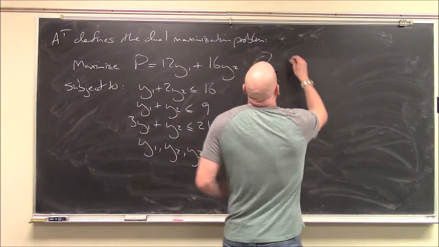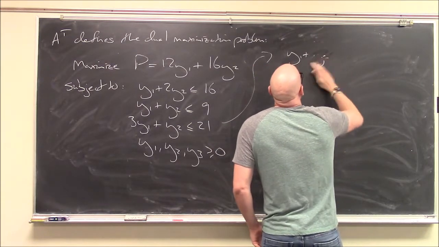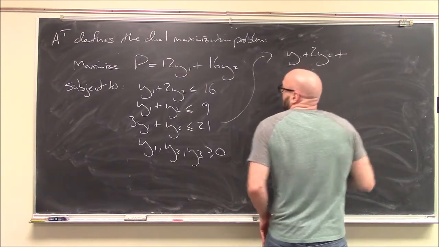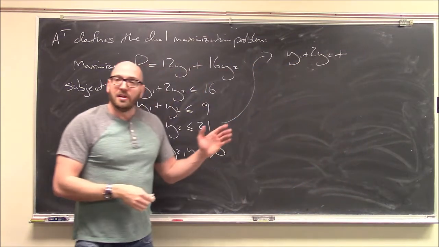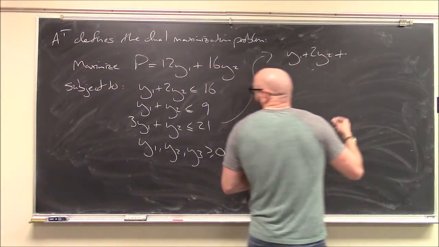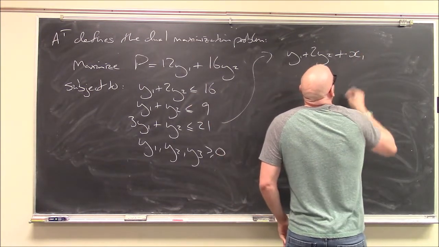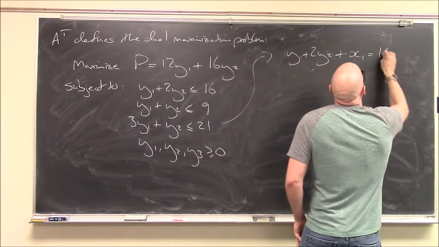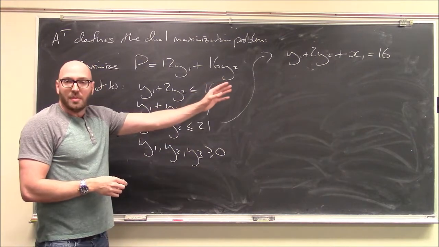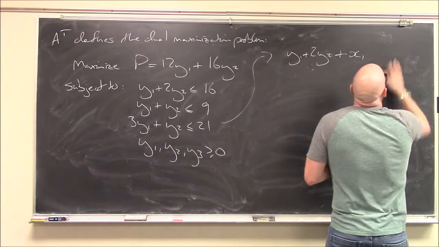So I've got y1 plus 2y2 plus a slack variable. In the last section, we were calling it S1. For reasons that will come clear soon, once we get to the end of this problem, I'm not going to call my slack variable S1 here. I'm going to call it x1, equals 16. Alright, so hearkening back to the original variables x1, x2, and x3. Let me leave a little bit of space.